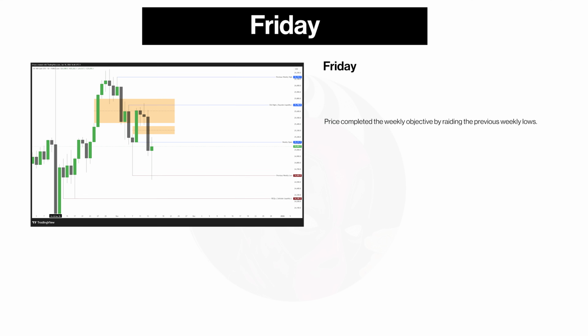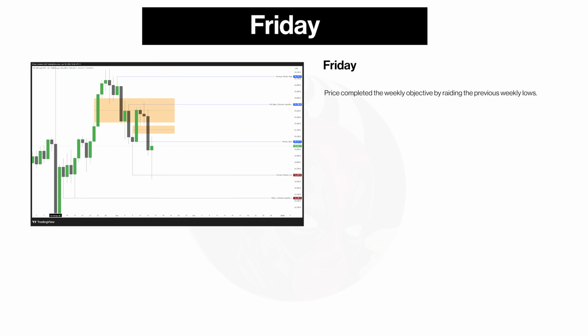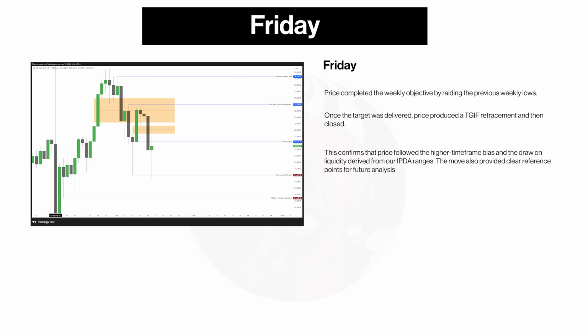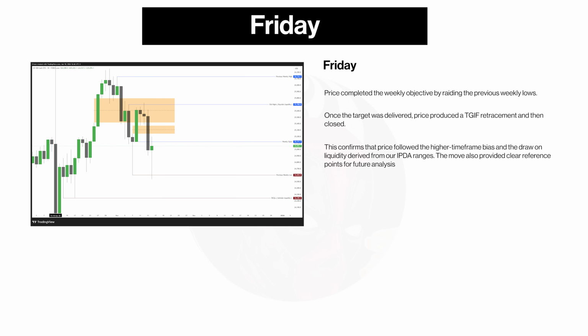Now, going on to Friday, we can see that price has completed the weekly objective by clearing out previous weekly lows. Once the target was delivered, price produced a TGIF retracement and then closed the week. This confirms that price has followed the higher time frame bias and drawn liquidity derived from IPDA ranges.